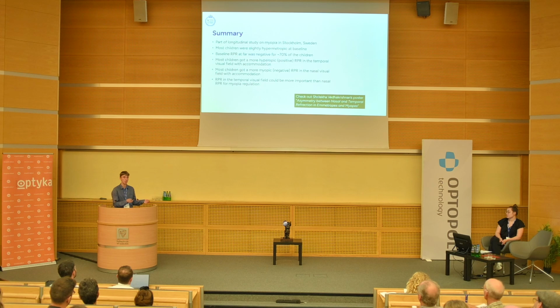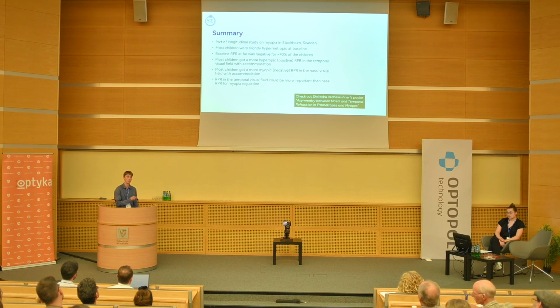Most kids at baseline were slightly hypermetropic. Most already had negative RPRs, both nasally and temporally. Most kids got a more hypermetropic, that is a more positive RPR in the temporal visual field when they accommodated. And the opposite happened, that they got a more myopic, negative RPR in the nasal visual field with accommodation. And this could indicate that it is the temporal visual field that is more important for the eye to regulate myopia development, or myopia progression, emmetropization.